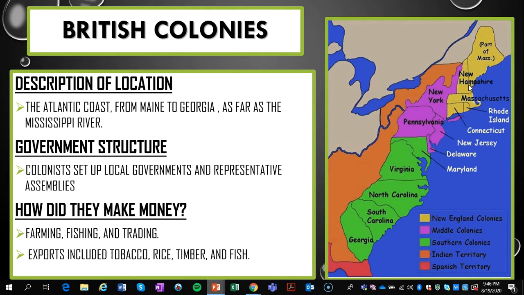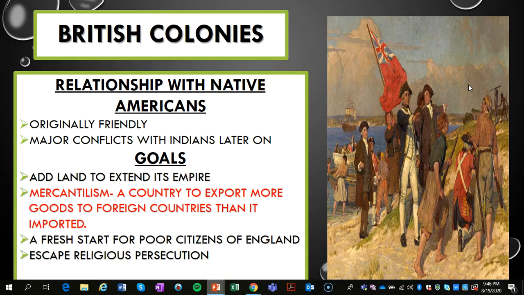And how did these British colonies make money? Farming, fishing, and trading. As you can see, they're located all along the Atlantic coast, so that makes it perfect for fishing because they're right by the Atlantic Ocean. Also, some of the products that they did farm were tobacco, rice, and timber. Or rather, they didn't farm timber or fish, but tobacco was one of the original main crops in Virginia and Jamestown. We'll talk a lot about that next class.